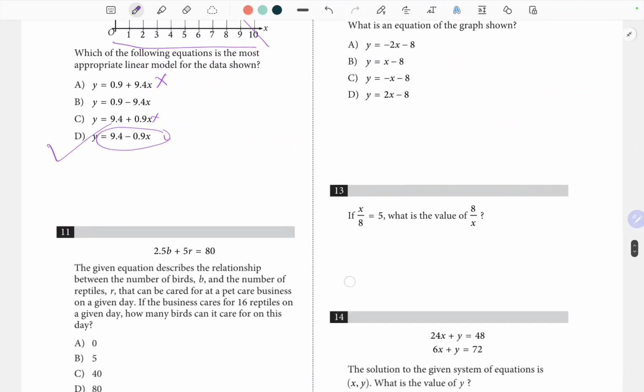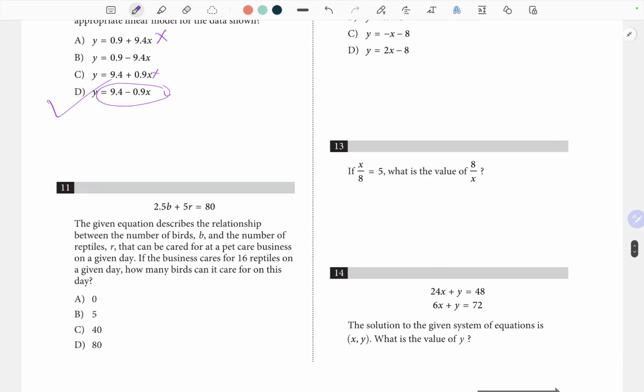Okay, question number 10. Then question number 11. Given the equation describes the relationship between the number of birds B and the number of reptiles R that can be cared for at a pet care business, 6 reptiles, how many birds? Okay, so just put R as 16, so 2.5b plus 5 times 16 is equal to 80. So 5 times 16 is 80, right? 80 and 80 cancel, so B should be 0.